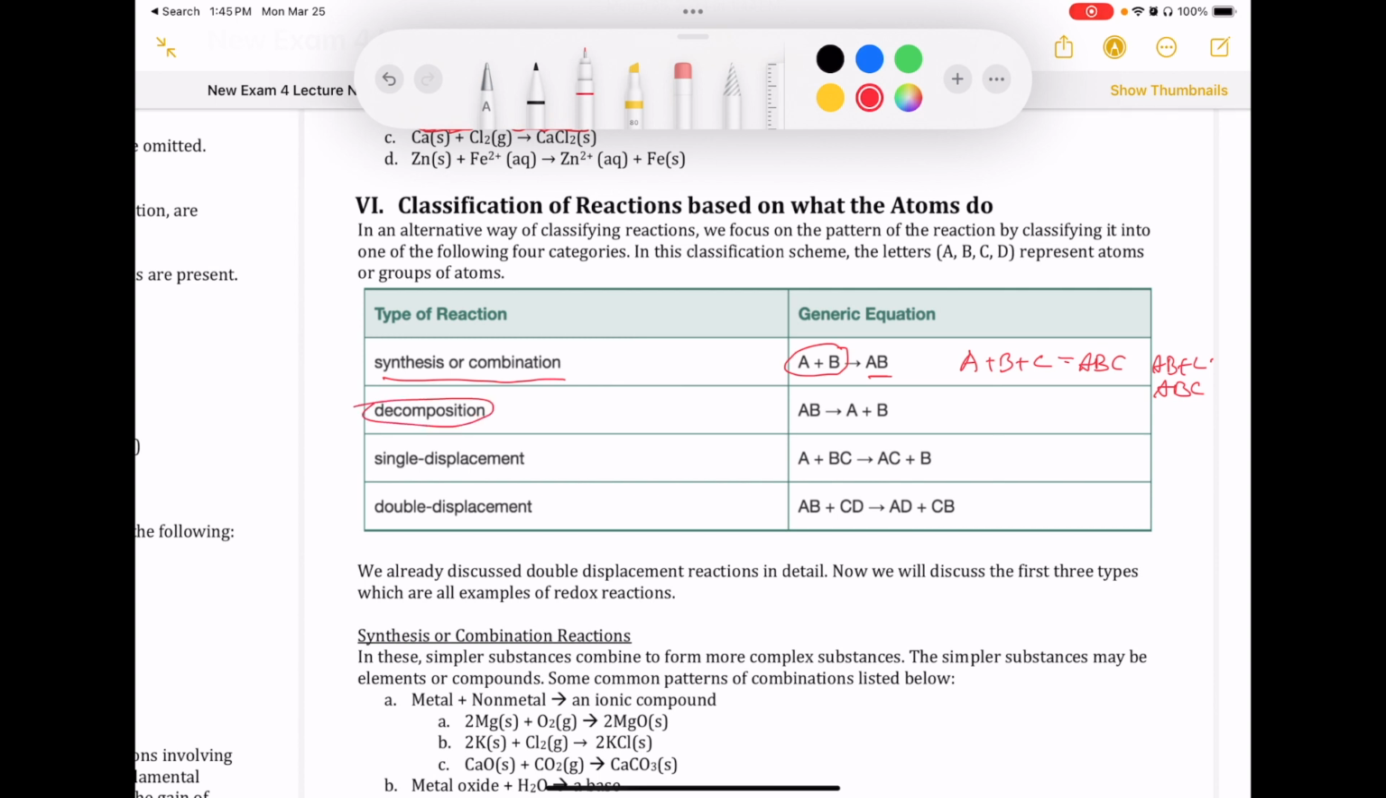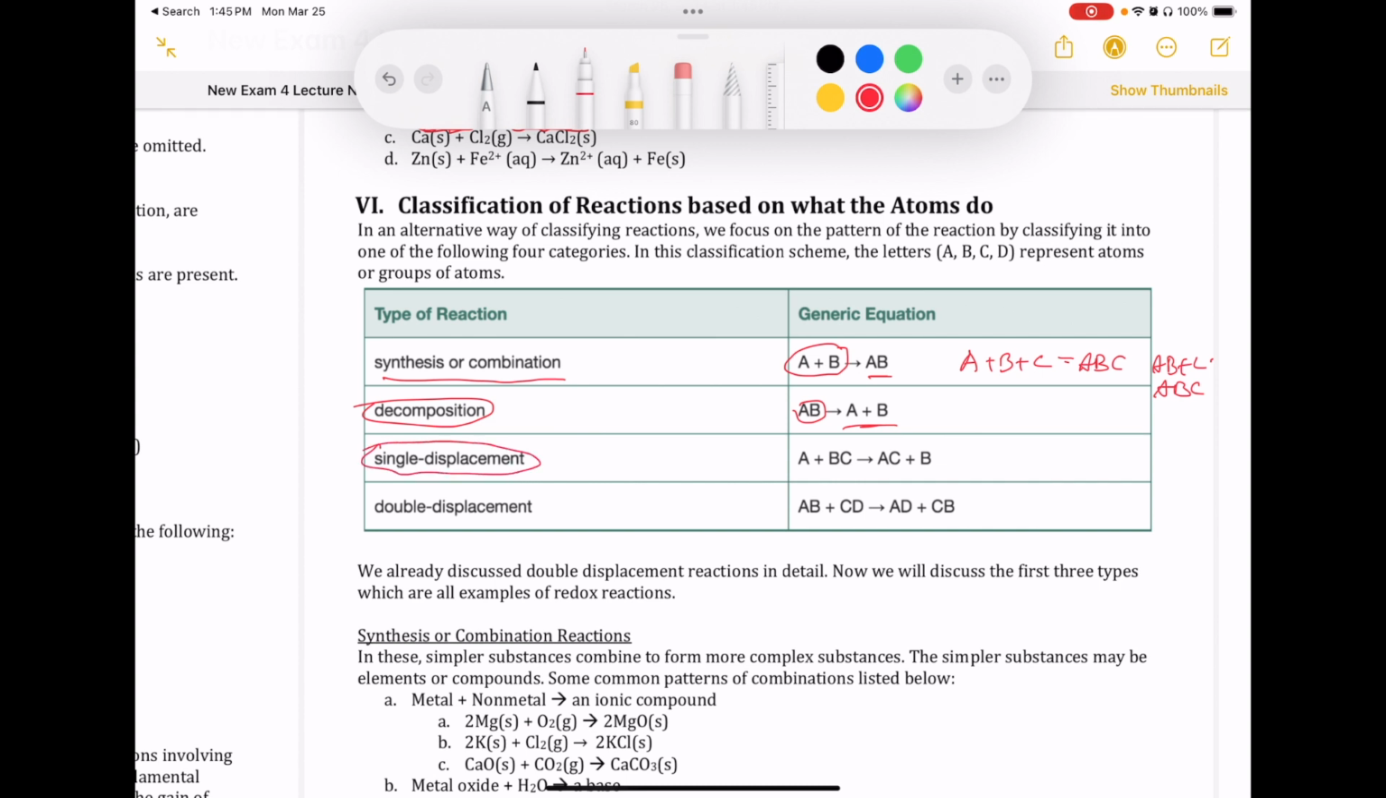Decomposition reaction is the opposite of combination. So now you're breaking things. You're starting from something that contains multiple things, all in one compound, and you're breaking it into multiple products. So combination is you're combining things. Decomposition is you're breaking things.